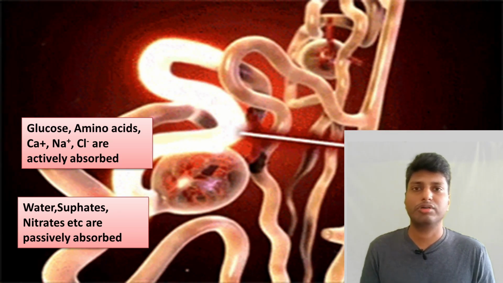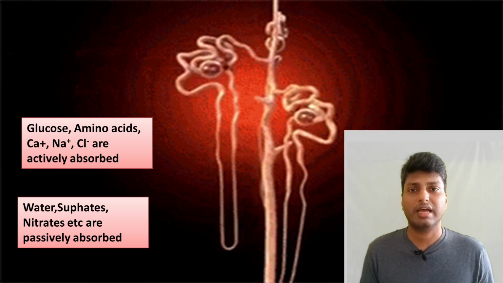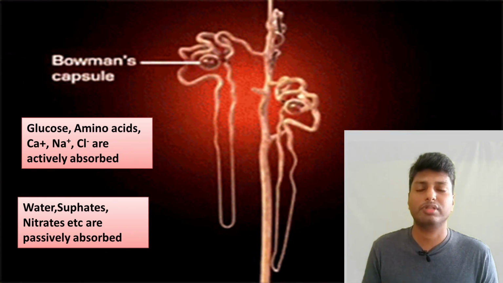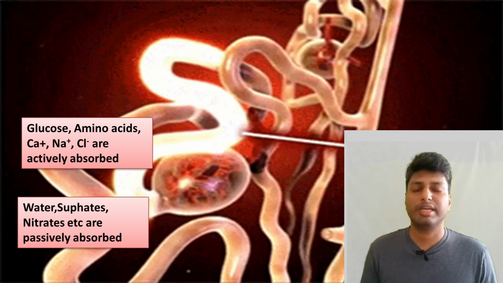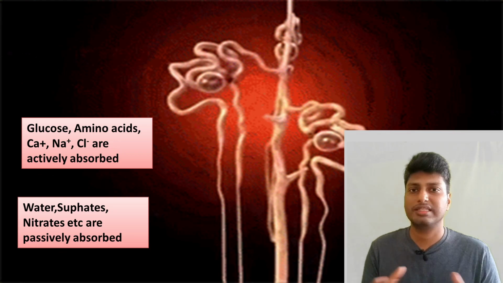So when we talk about the absorption of solutes like glucose, amino acids, salts, these are absorbed in an active manner. That means they require energy, that is ATP, for the absorption. Whereas if you talk about the absorption of water and nitrates, this is passive absorption and this does not require ATP.